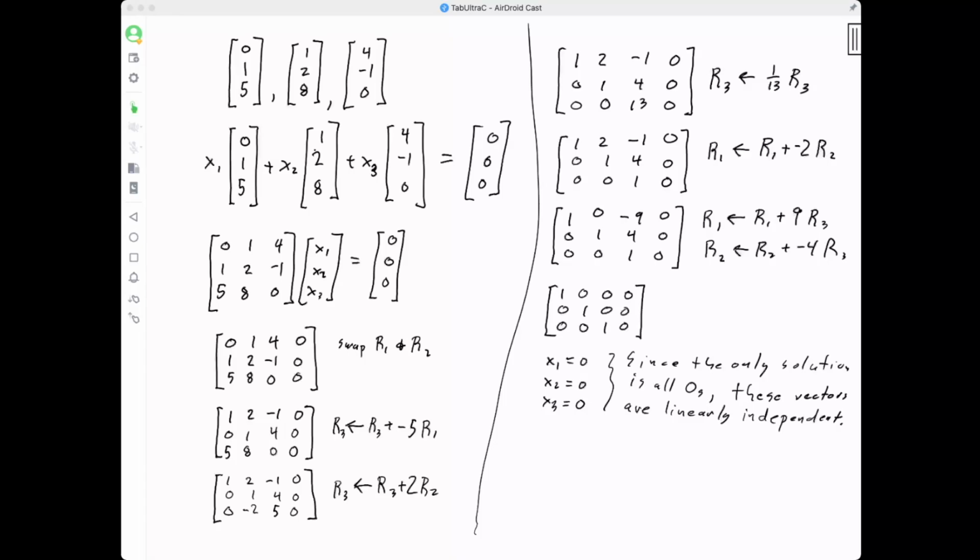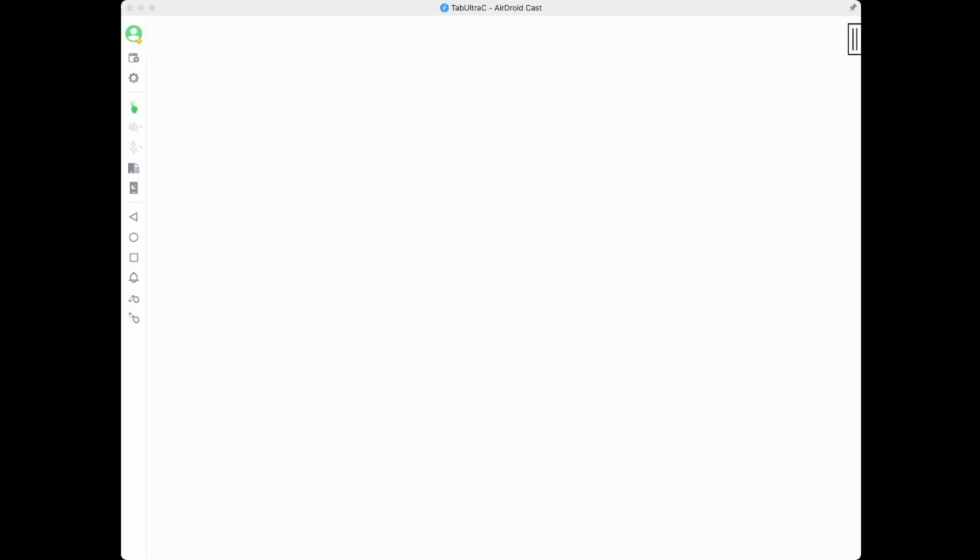So we now have a method to figure out whether a set of vectors is linearly dependent or linearly independent. Let's look at an example of what happens if you try to use this on a linearly dependent set instead. So here's a set of vectors.